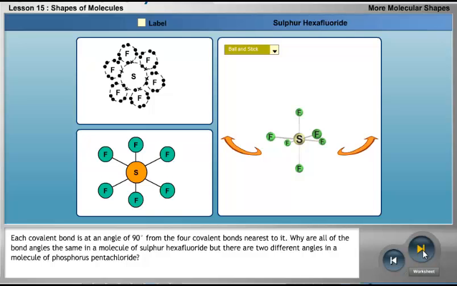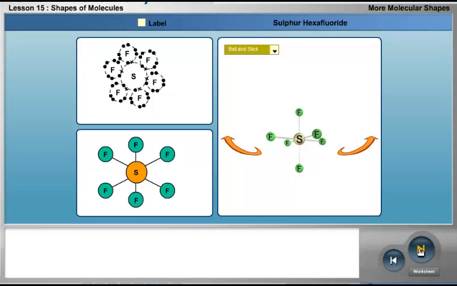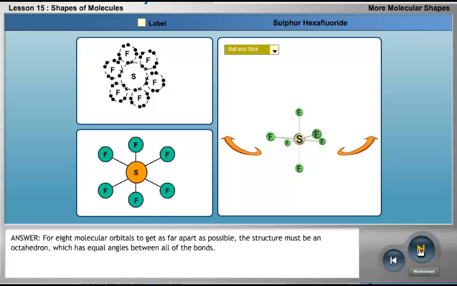Why are all of the bond angles the same in a molecule of sulfur hexafluoride, but there are 2 different angles in a molecule of phosphorus pentachloride? Answer: for 8 molecular orbitals to get as far apart as possible, the structure must be an octahedron, which has equal angles between all of the bonds.